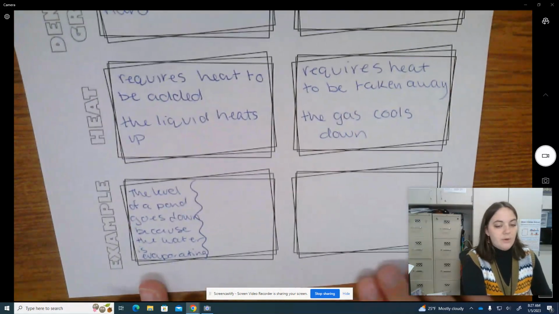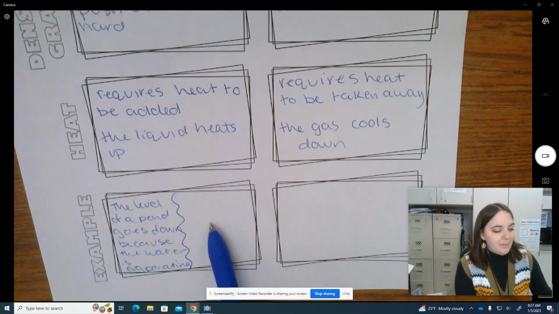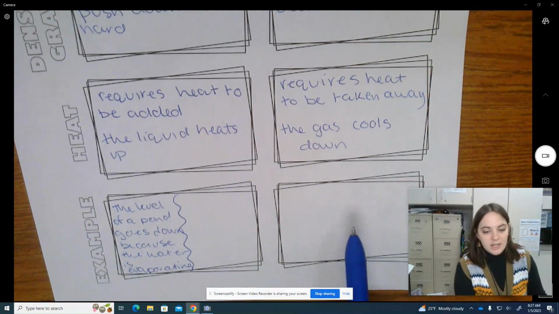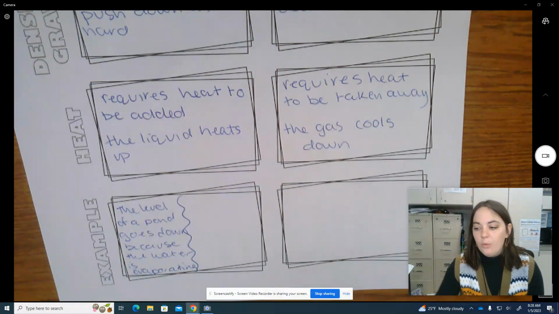Okay, so I want you to think up an example for evaporation and one for condensation, and then you can go ahead and turn this paper in when you are done with that.